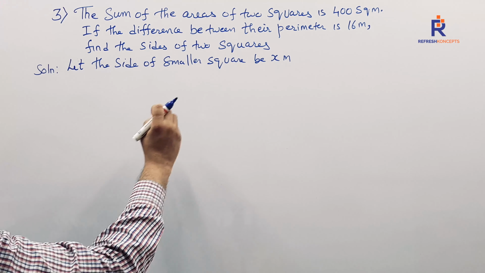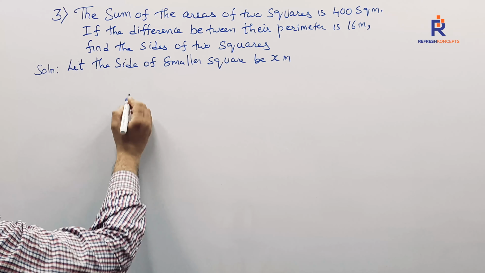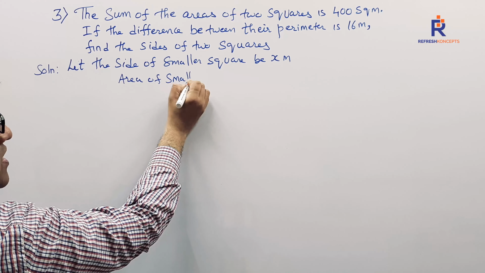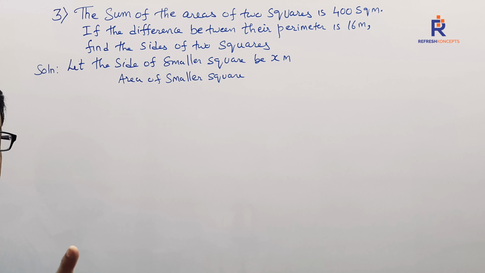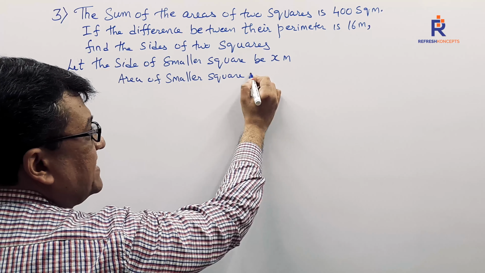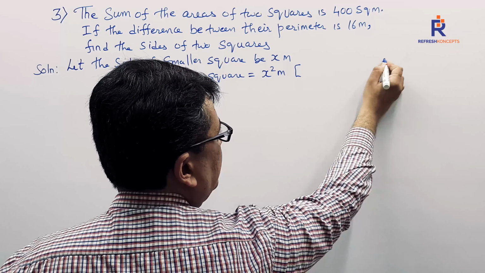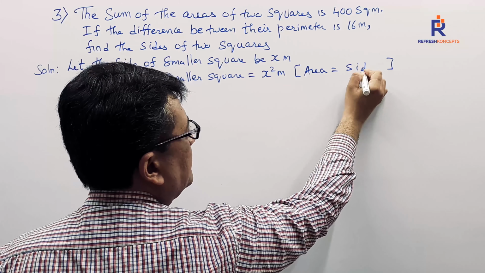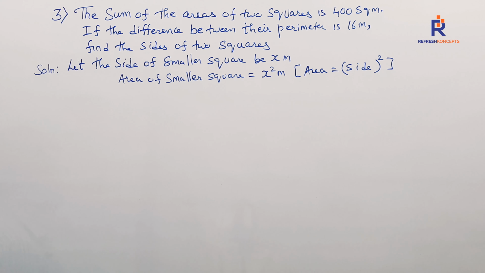Children, if the side of the smaller square is x, what is going to be its area? Area is nothing but side square. So the area of the smaller square, the formula is area equals side square. If the side is x, can I say x square meter? If you want, you can write down the formula beside it. Area of a square is nothing but side square. So we are done with the first one.